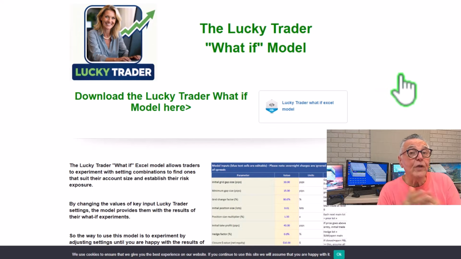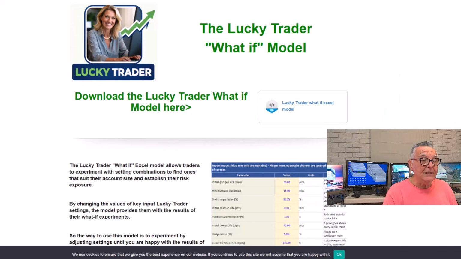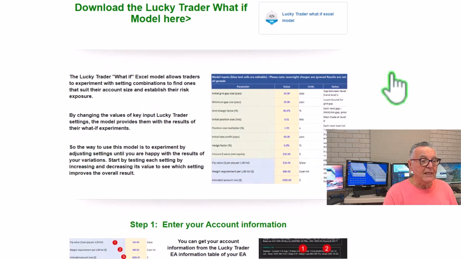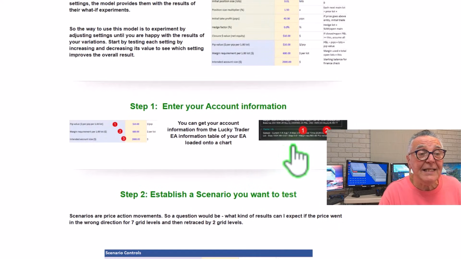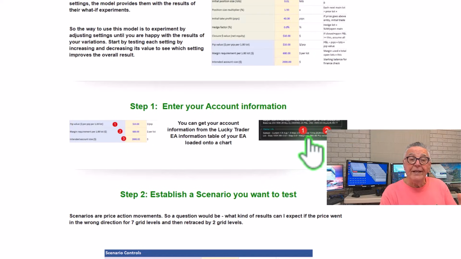Now, for those Lucky Trader owners who download this model, we have step-by-step instructions on how to use it. So there is the model you've just seen. We tell you a bit about the model. Then we say where to find these margins and pip values, because they are shown on the Lucky Trader. There's the pip value I've just used, there's the margin I've just used, and you just input them into the model, and that's step one.